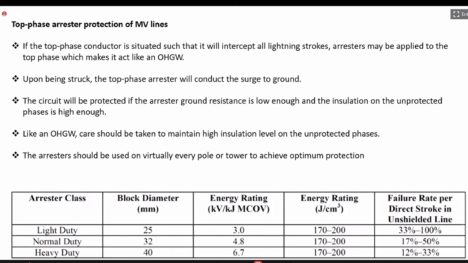So now the idea is that you can use the topmost phase wire to protect all other wires, instead of having an overhead grounding wire. This is something done to reduce the cost. But then there are several points that you have to take care of, like the insulation level of that wire and the other grounded objects, and so on.